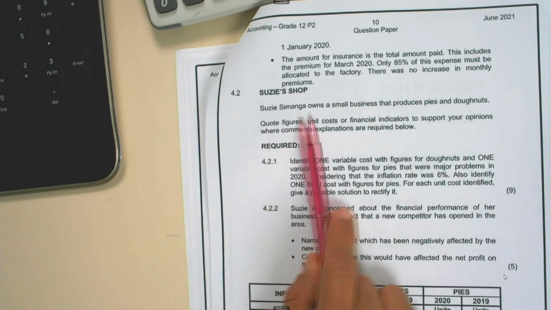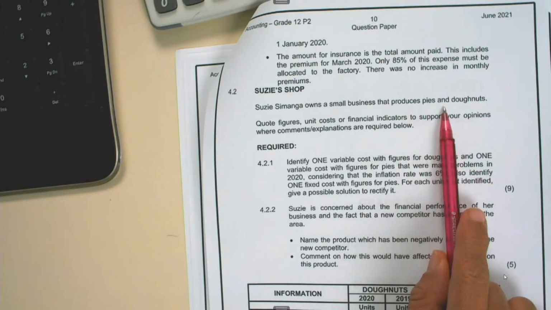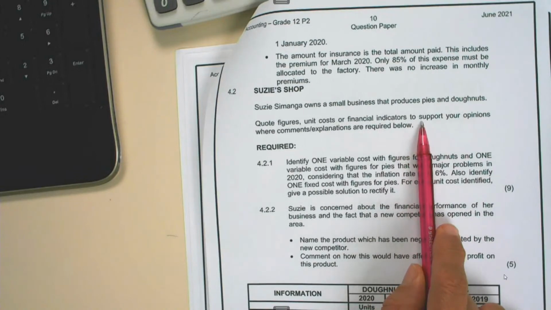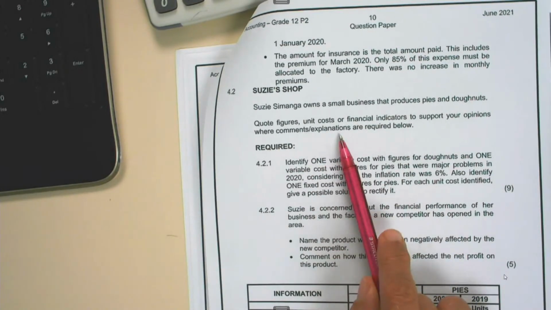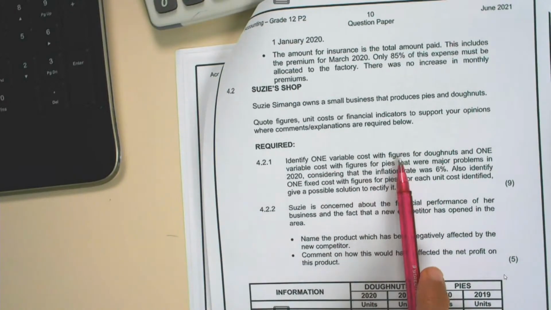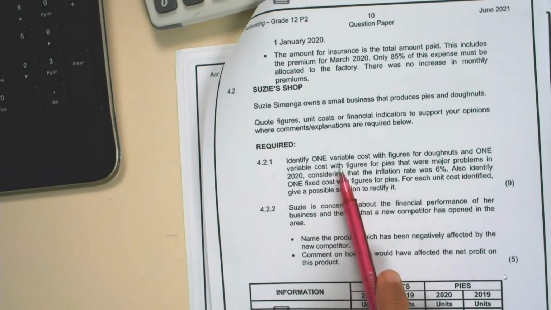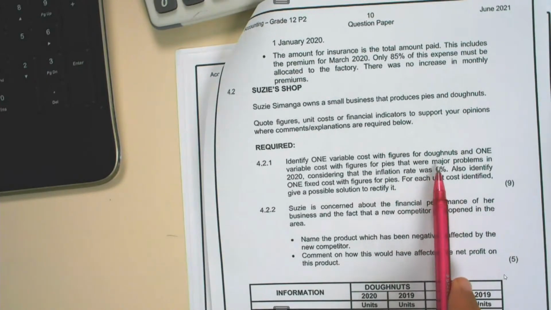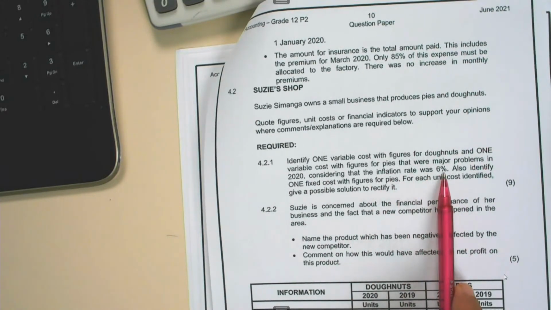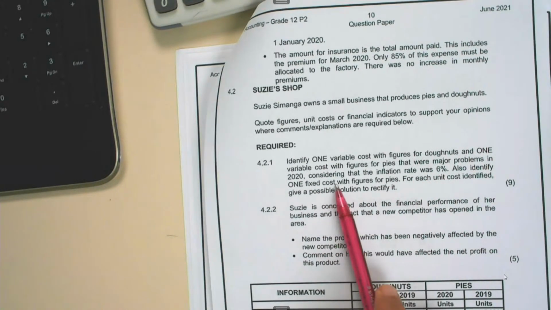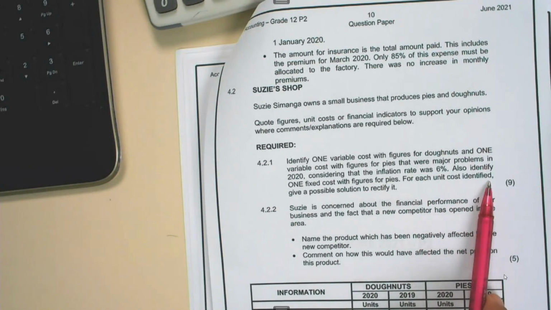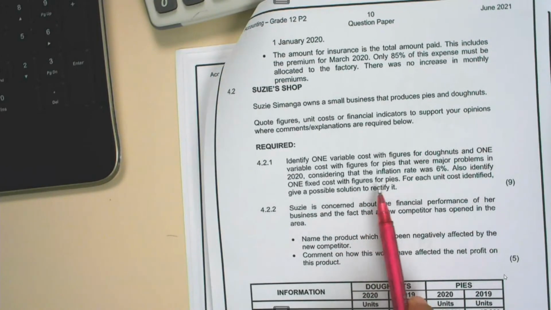Susie Simanga owns a small business that produces pies and donuts. Quote figures, unit costs or financial indicators to support your opinions where comments or explanations are required below. Identify 1 variable cost with figures for donuts and 1 variable cost with figures for pies that were major problems in 2020. Considering that the inflation rate was 6%, also identify 1 fixed cost with figures for pies. For each unit cost identified, give a possible solution to rectify it.